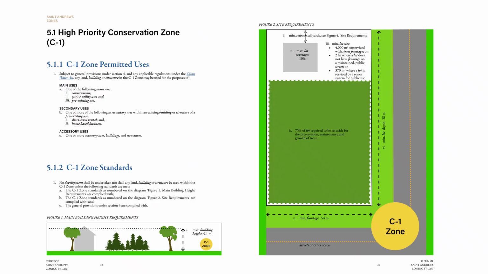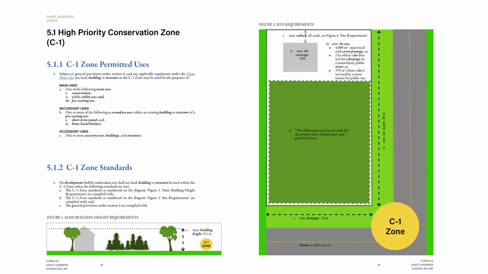So the C1 zone, the high priority conservation zone, allows very limited conservation uses. So things that are not impacting the land. Public utility uses, there are cases when these are needed, and pre-existing uses. And I'll talk about what pre-existing uses mean in a second. There's also secondary uses where you have that pre-existing use, which typically in this case would be a residential use. So there could be a short-term rental or home-based business.